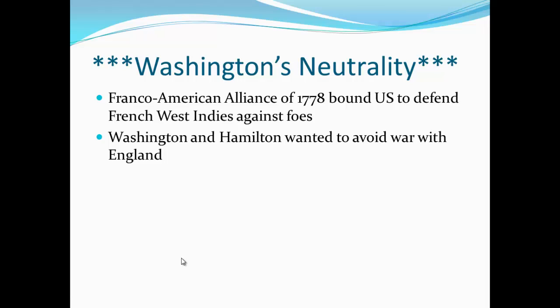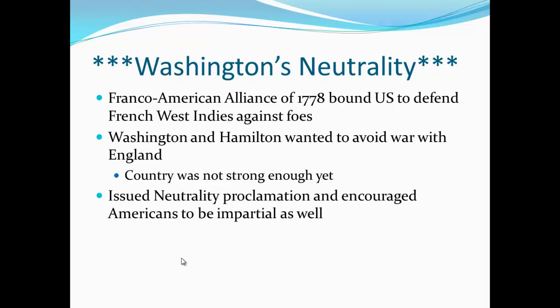However, the U.S. was bound to France through the alliance of 1778. Washington and Hamilton wanted to avoid war with England. Why? Because they felt that the United States was too weak. Neutral, we are not going to get involved in foreign affairs. And that many presidents after Washington will continue.